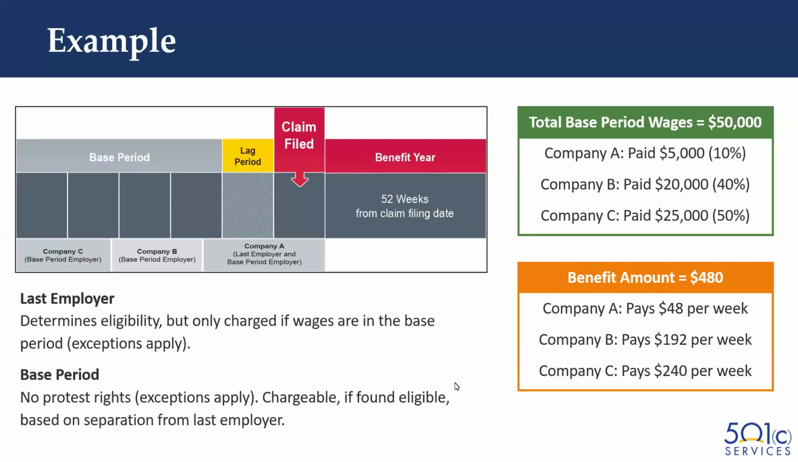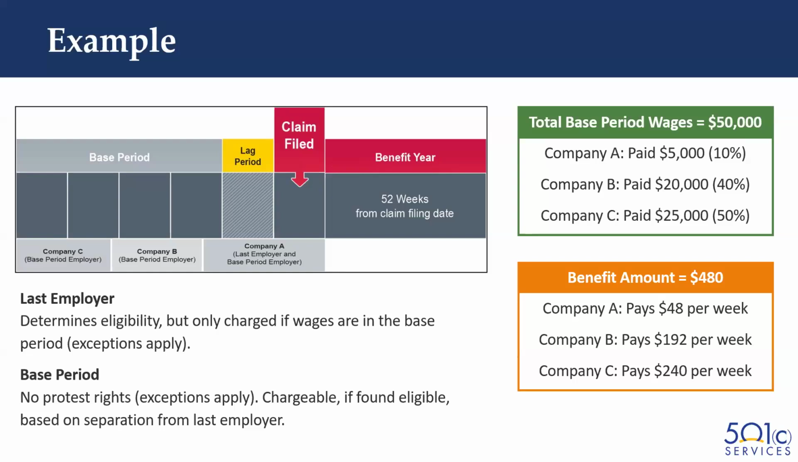So let's go through a specific example. In looking at this graphic, you will see that there are 3 companies involved in this claim. You've got your claim filed date, and then your lag period, and then the base period. Now, by the way, you might be thinking, I don't understand why the lag period is even there. Why don't we do it like Massachusetts and Minnesota? The reason for this is actually pretty important.